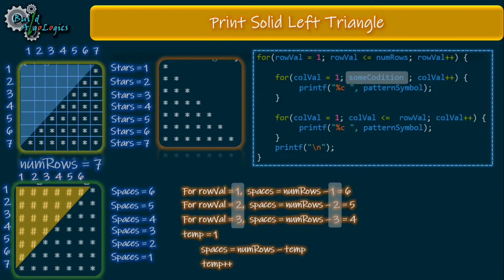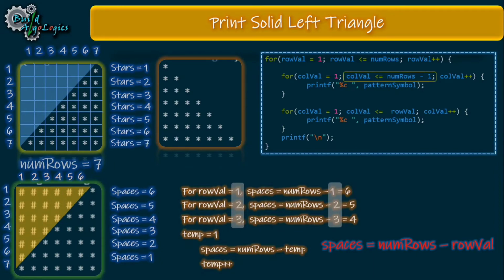But here, as the row value is also giving us the same value, such as 1 for the first row and 2 for the second row and 3 for the third row, and so on, instead of using this extra temp variable, we can use our row value here like this. So this is how our final inner loop will look for printing white spaces. Let's give it a try.